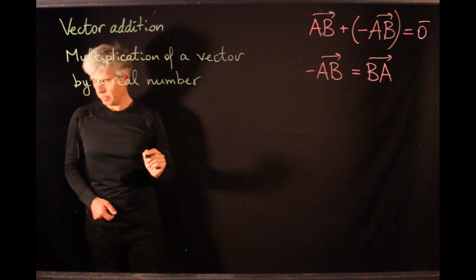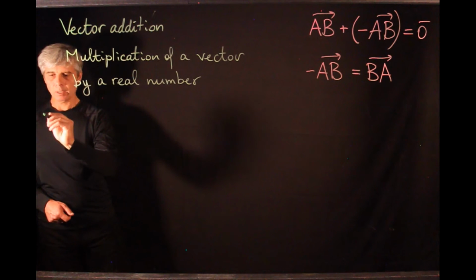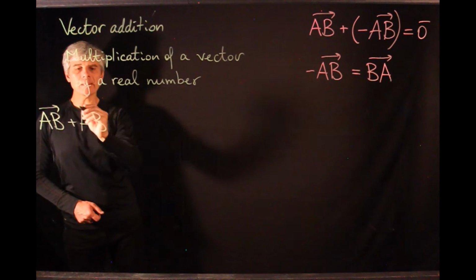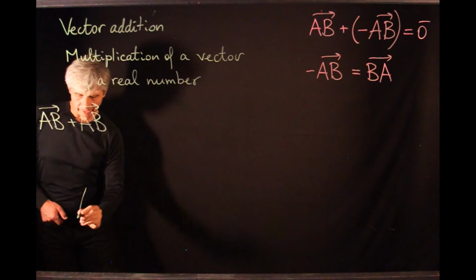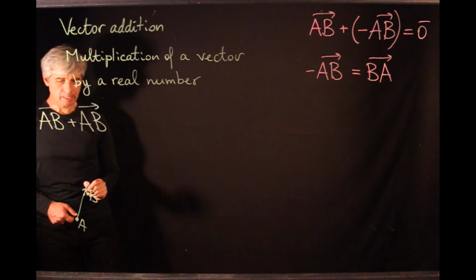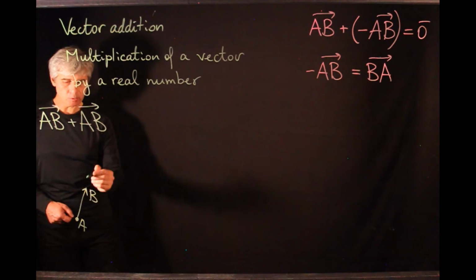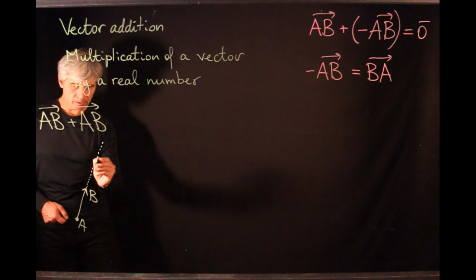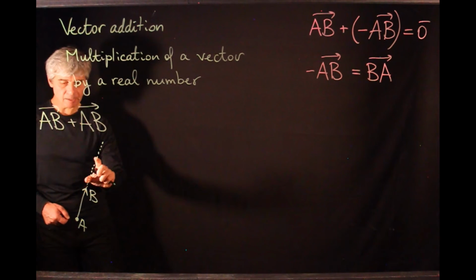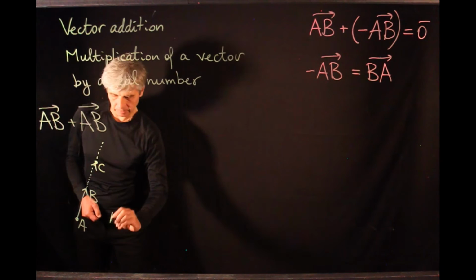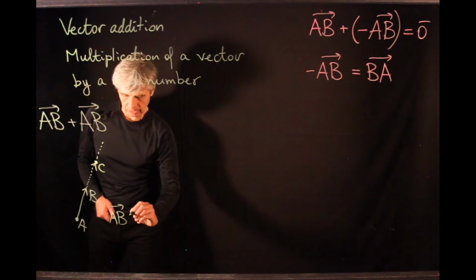To illustrate this concept, let's consider AB plus AB. So how to add a vector to itself. We have a vector AB, right? And then if we want to use the head-to-tail rule, we need to extend this line and take another segment of the same length starting from the point B. Let's call this C, right? And so AB is equal to BC.